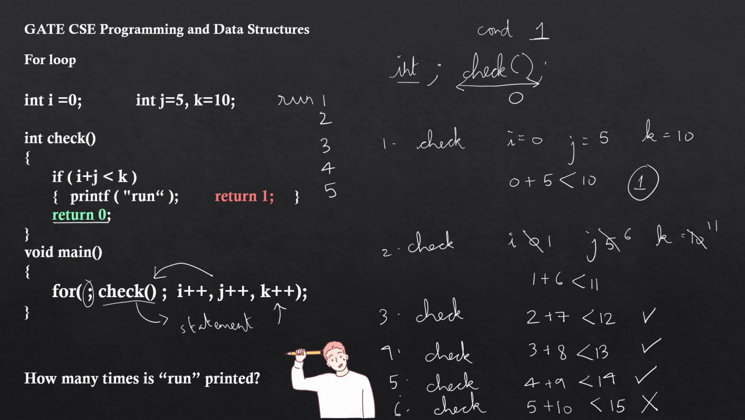Remember that the initialization happens only once. This condition can happen 1 or more times, and the statement and the increment depend on this condition. Because the sixth time check was happening, this check i plus j less than k was becoming false. So we return 0. When you return 0, the condition becomes false. That's why we exited out of the for loop. So what is the answer? 5. Run is printed 5 times.